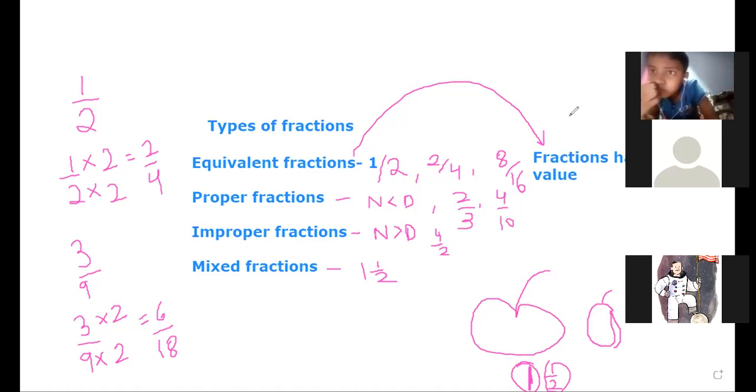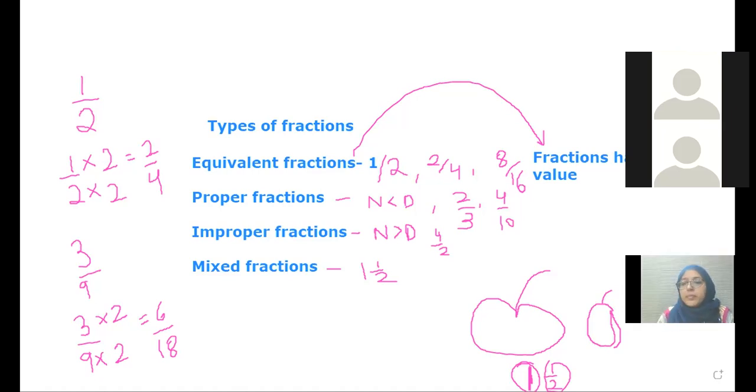I'm done. Good. Let me write this. Equal fraction and proper fraction are not the same. Done, ma'am. Okay.